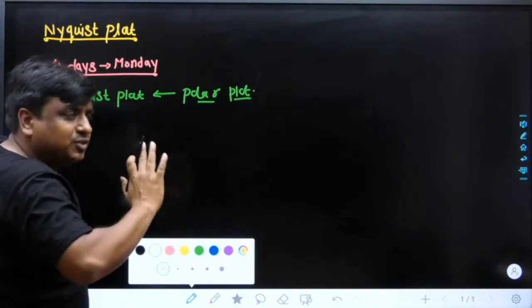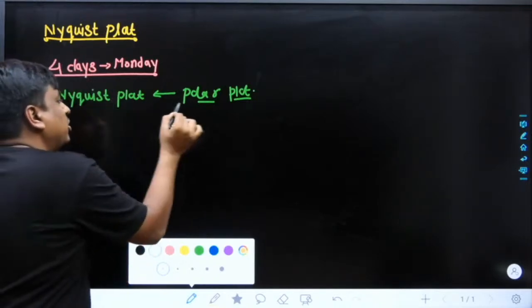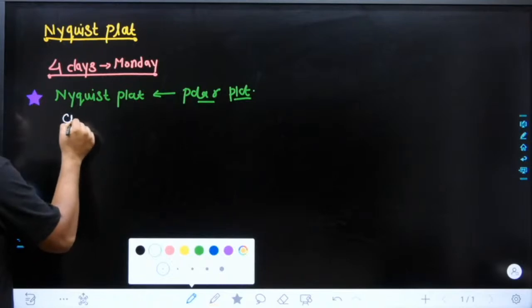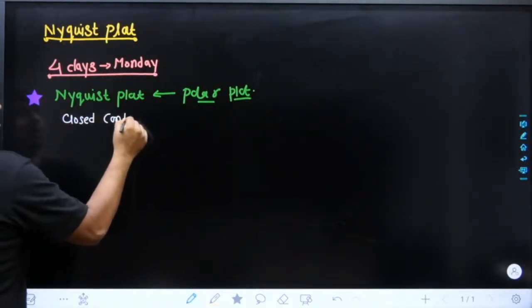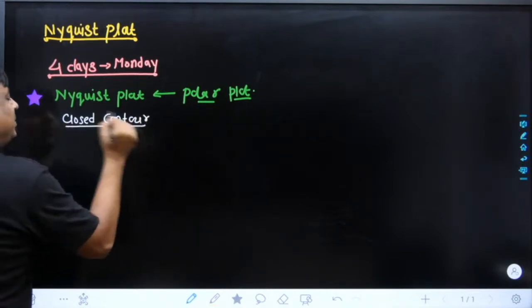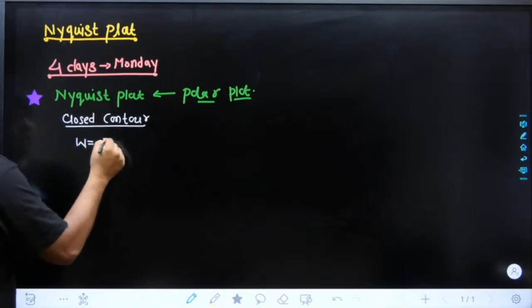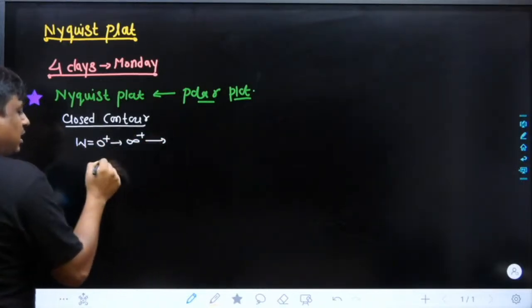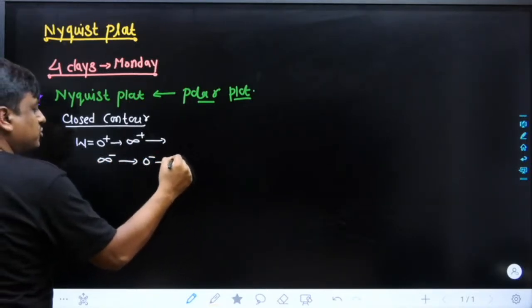You need not have any second thought. If it is a complete closed path, by default it becomes a Nyquist plot, otherwise it is the polar plot. So here it is a closed path or closed contour. Why is it a closed contour? Because omega starts from 0+, goes to infinity+, comes to infinity minus, goes to 0 minus, and goes to 0+ once again.